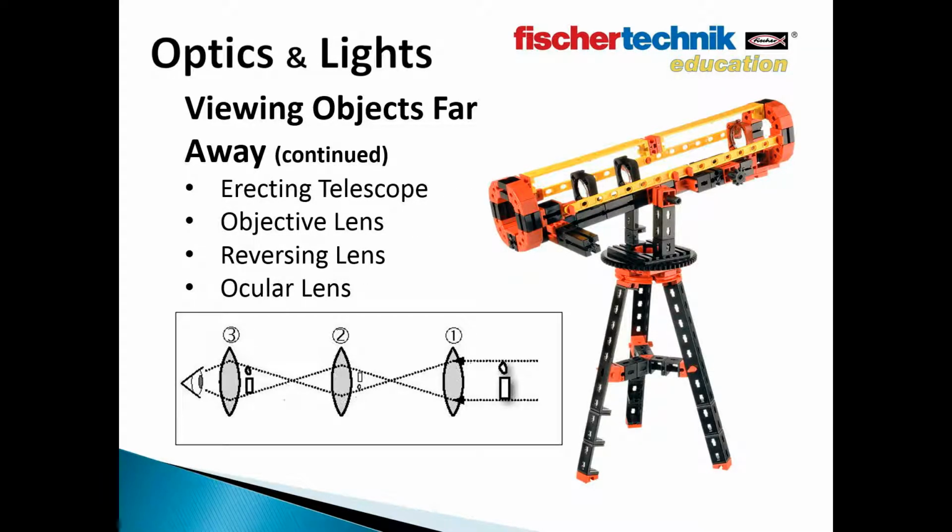What the students will find is that by only using an objective and an ocular lens, objects far away appear upside down. As such, students will next build a second telescope variation called an erecting telescope, which incorporates a third lens, referred to as the reversing lens, between the objective and ocular lenses. Now they will find images are viewed correctly.